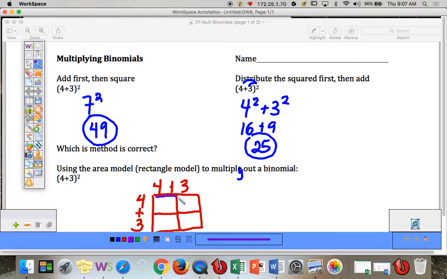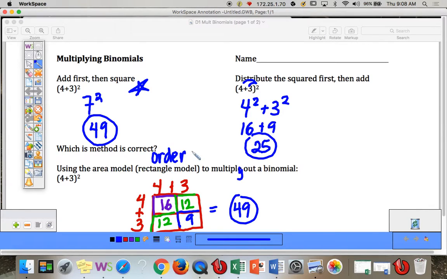So the first rectangle is 4 times 4, which is 16. The second rectangle is 3 times 4, which is 12. The bottom rectangle is also 4 by 3, which is 12. And the last rectangle is 3 times 3, which is 9. And if we were to add up all these areas together, we get 49. So the correct way to do this is using order of operations.